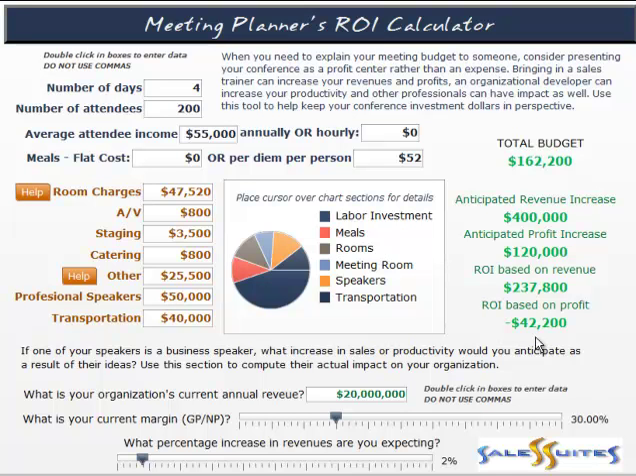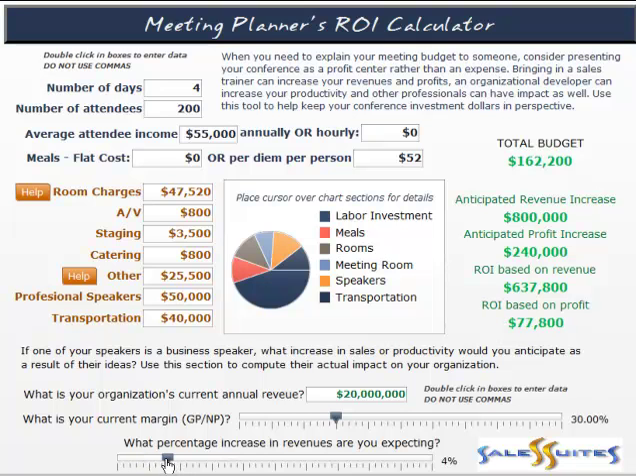Is that a bad thing? Absolutely not. What you want to be able to explain to the meeting planner is this. Your meeting will cost you $42,200 because this number has subtracted out your total budget. So instead of your meeting costing $162,000, it's actually going to cost $42,000.